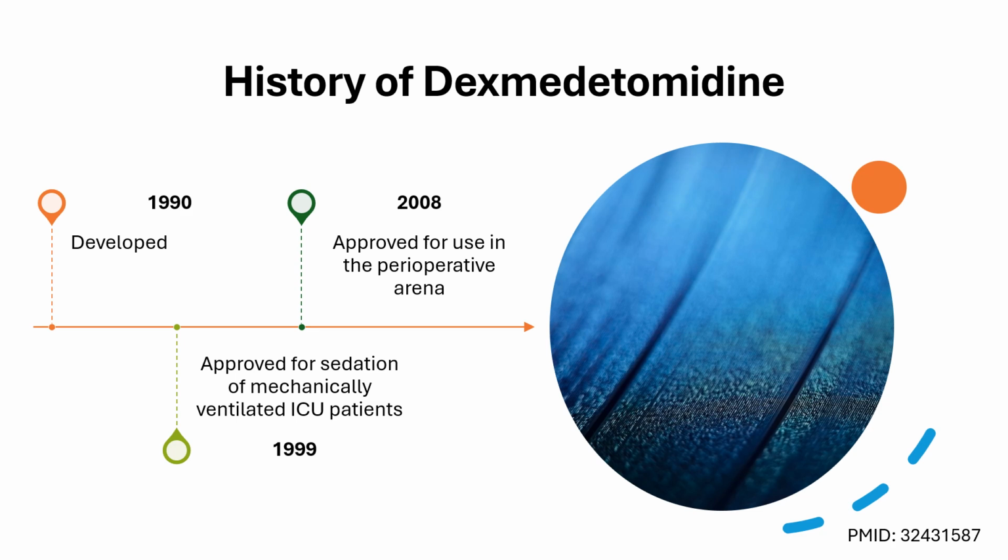So what about the timeline of dexmedetomidine? It was first developed in 1990. 9 years later, it was approved for sedation in mechanically ventilated ICU patients, and in 2008, it was approved for use in the therapeutic arena and anesthesiology practice.